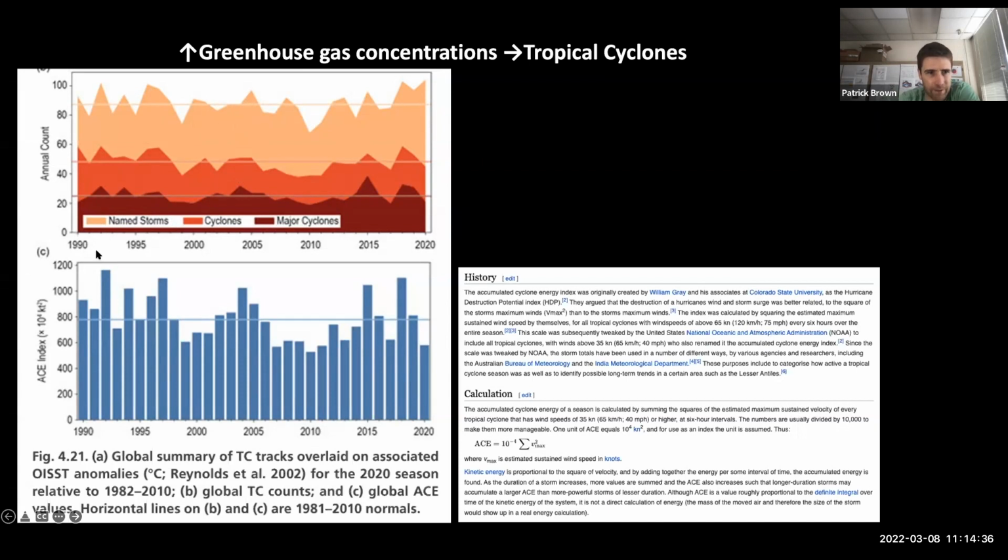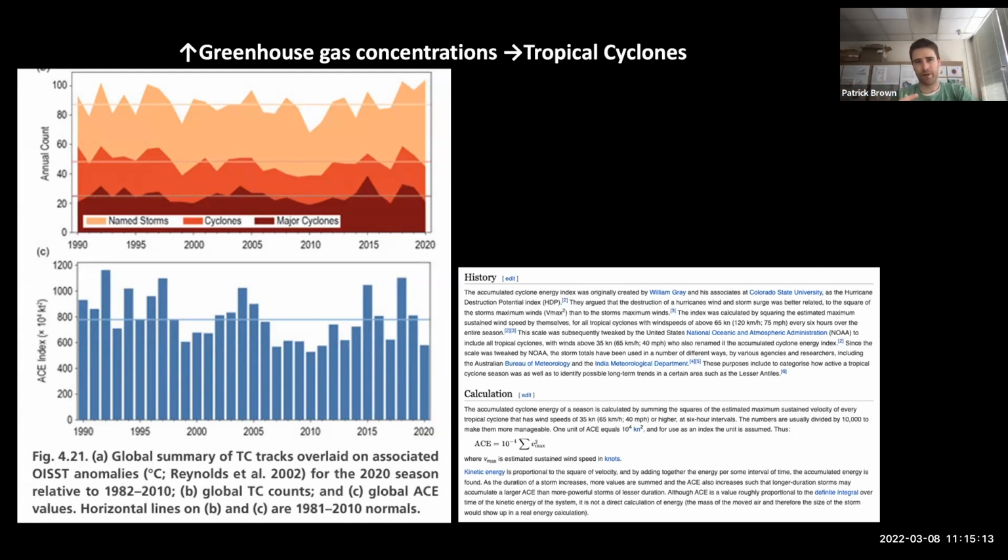There's other records that go back further, but this goes back to 1990 because that's the time period when they can calculate this other metric called ACE, which I just screen captured the Wikipedia entry over here. ACE is accumulated cyclone energy. It's basically taking all of the tropical cyclones, looking at their wind speed over their entire lifetime, and you square all the wind speeds, and then you add up all of those numbers. And the idea is that that's taking into account a bunch of things simultaneously.